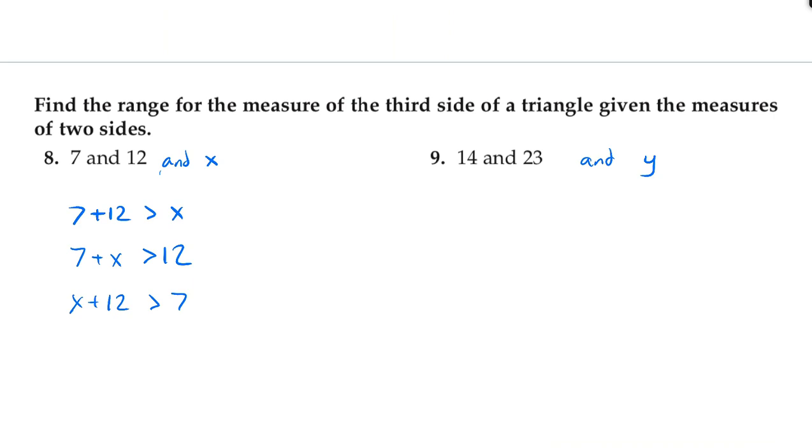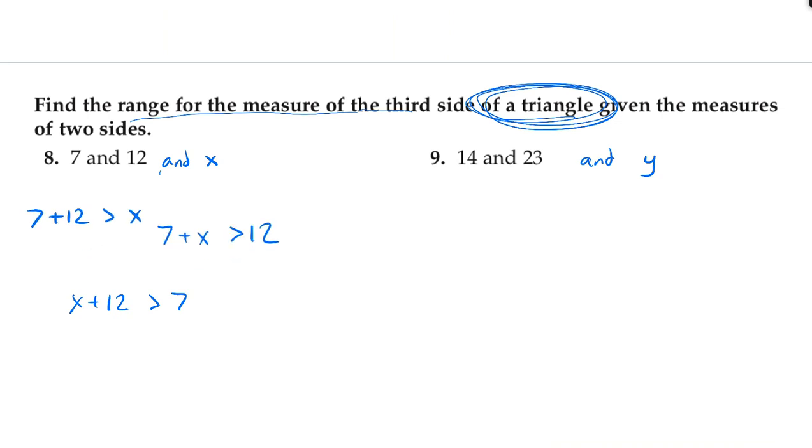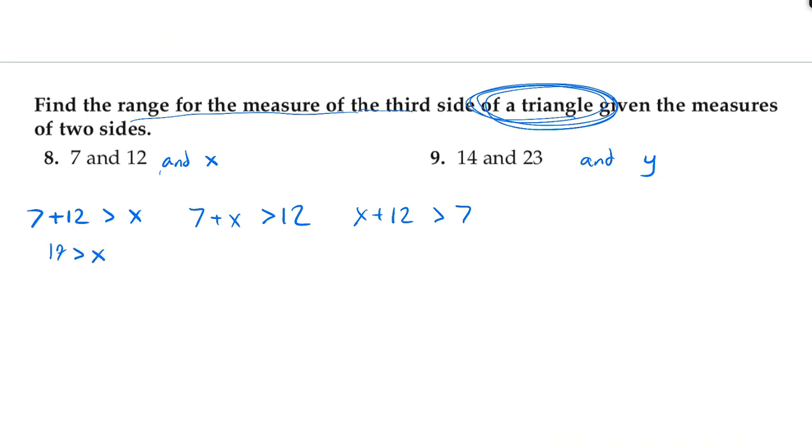And it says find the range of measures for the third side if you have a triangle. That's the key. If you have a triangle and you have 2 sides of a triangle, you know these must be true. So I'm going to go ahead and separate these now, because I'm going to solve them. So I'll put this one over here, and then I'll put this one over here. So this is, 19 is greater than x. Here we subtract 7 from both sides, which we can totally do. The only thing you need to be aware of is multiplication or division by a negative number. So we subtract 7 from both sides. Here we subtract 12 from both sides.